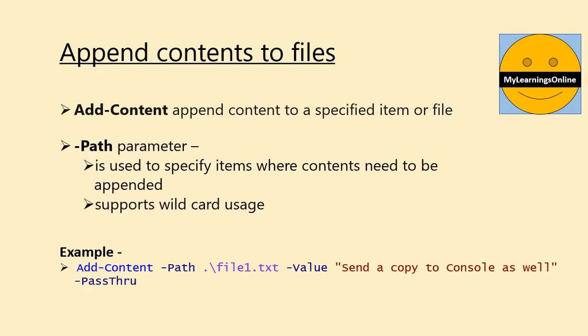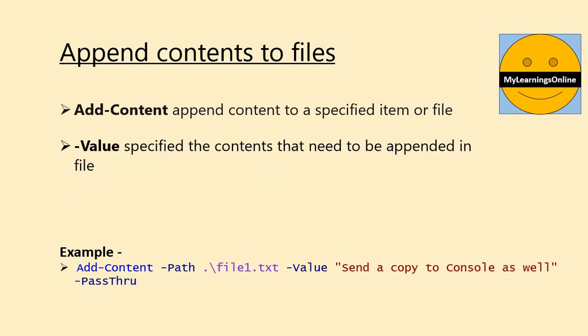The path parameter is used to specify the item where contents need to be appended. The path parameter also supports wildcard use. In this example, we have specified a file under the path parameter in which we want to append the contents. The value parameter is used to specify the contents that need to be appended in the file. In this example, we have specified some contents under the value parameter that we want to append in the file specified under the path parameter.